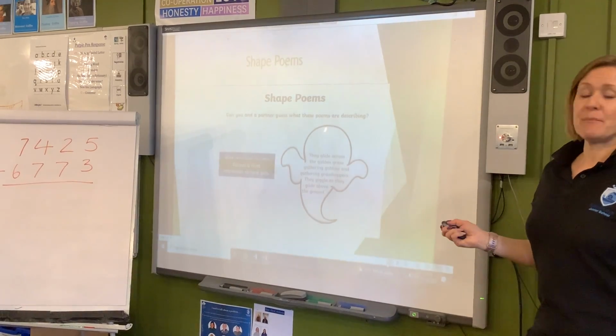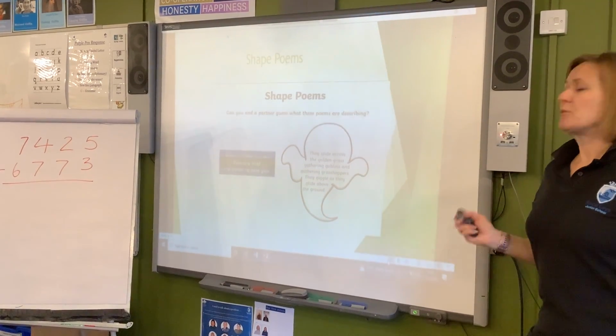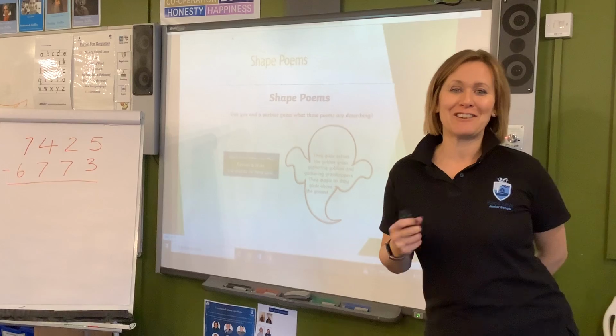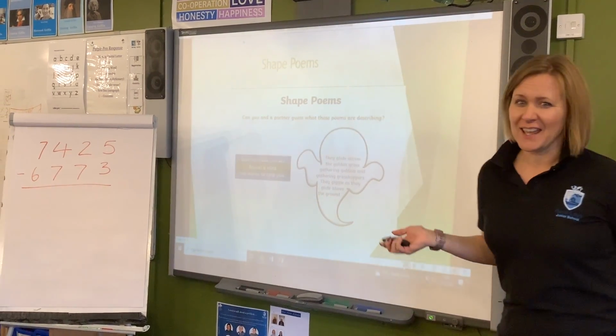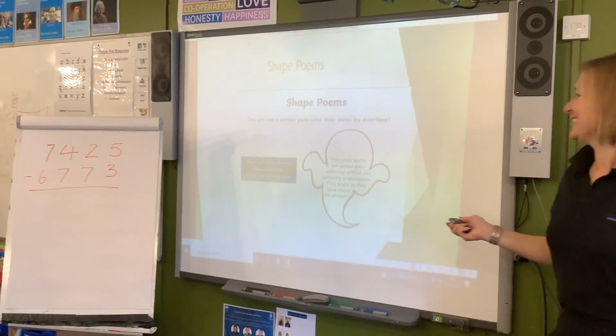An example of a shape poem. We write poems and we put them into the shape of what we are talking about. Sounds easy, but it is not.